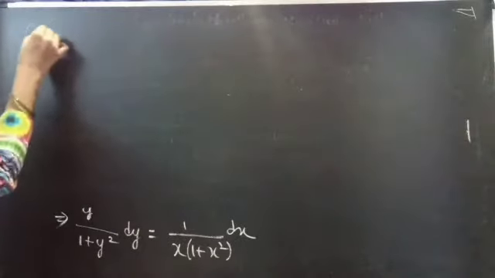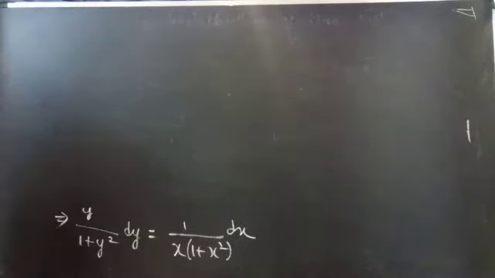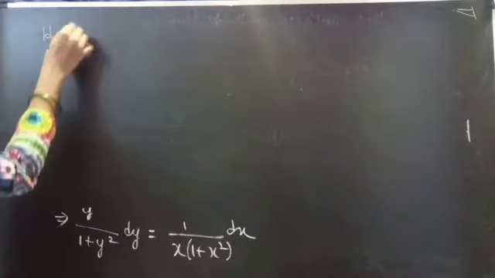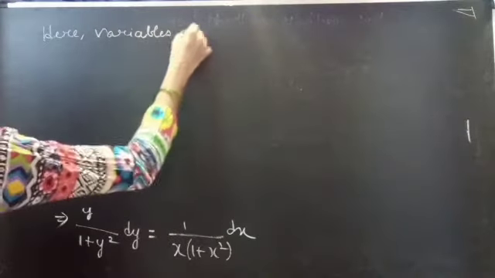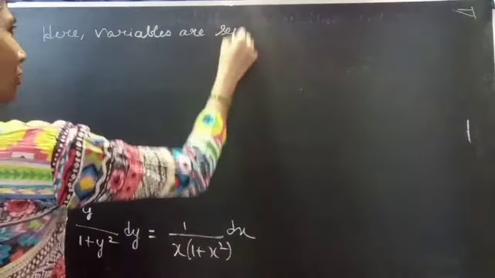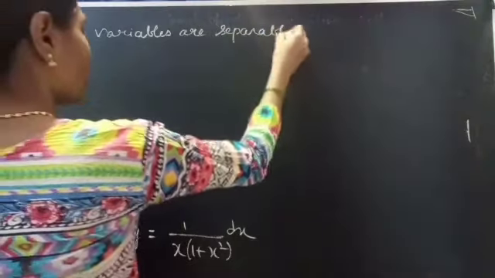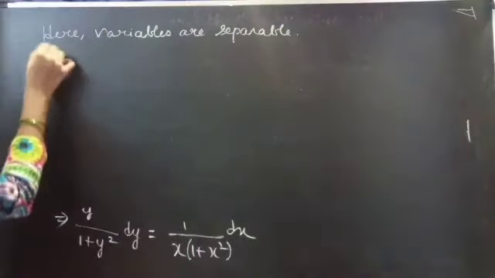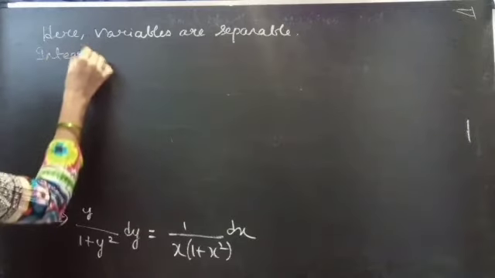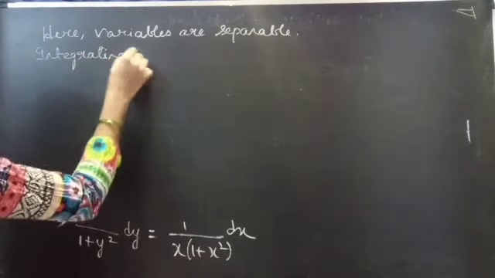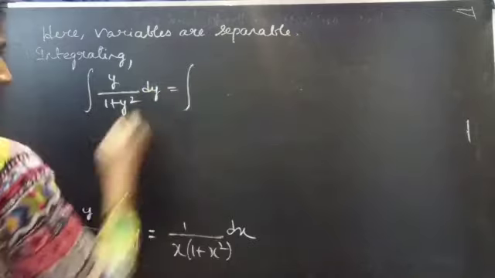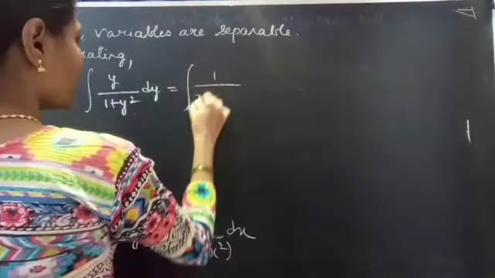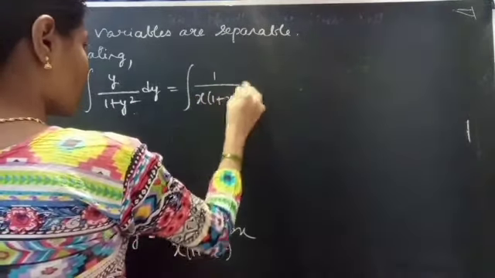So now, your variables are separable, right? Integrating: integral y by (1 plus y square) into dy equals integral 1 by x into (1 plus x square) into dx.